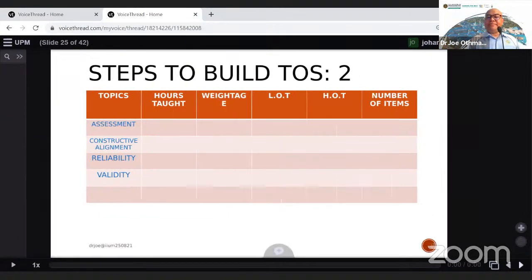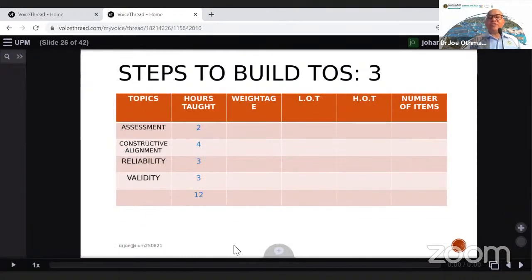Next step, put the hours taught. Here again, from my years of experience of teaching, sometimes lecturers or teachers ask me how I know how many hours you taught. I ask them back, how do I know how many hours you taught? So in other words, it depends on you. This is just a sample I put.